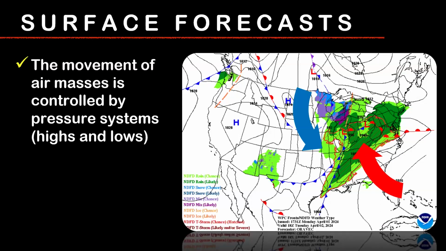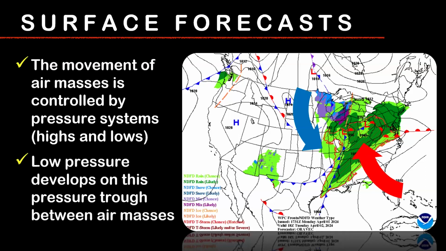So the movement of these air masses is generally controlled by these pressure systems that we have, highs and lows. A low pressure typically develops on this pressure trough between air masses. So when you have an air mass butting up against another, essentially it creates a pressure trough, just like you would dig a trough in the backyard to bury a pipe.